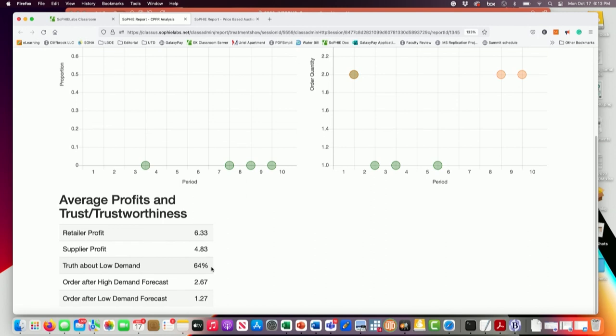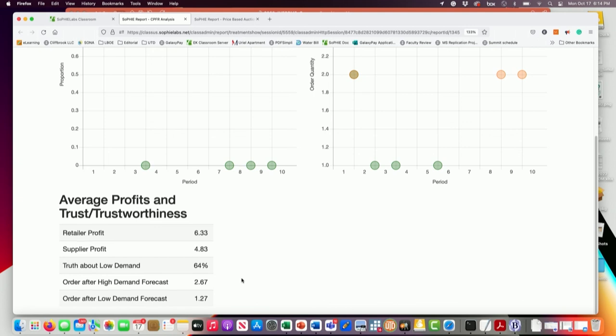And then the average order after low demand and after high demand is a measure of trust. For example, this 2.67, there is a lot of trust here, right? This is probably because people were truthful in the beginning, and so the supplier started trusting them and ordering three. And of course, order after low demand is much lower, which is also what you would expect.